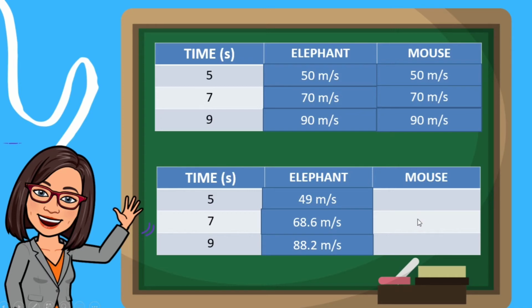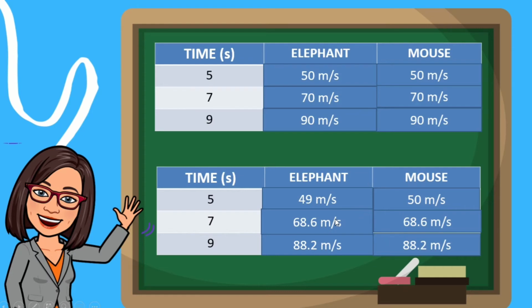So the answer for the mouse is also the same. Meron lang typographical error dito. I'm sorry for this typographical error. It is also 49 meter per second. Do you have any question? So the mouse and the elephant will fall at the same rate. Is that correct?